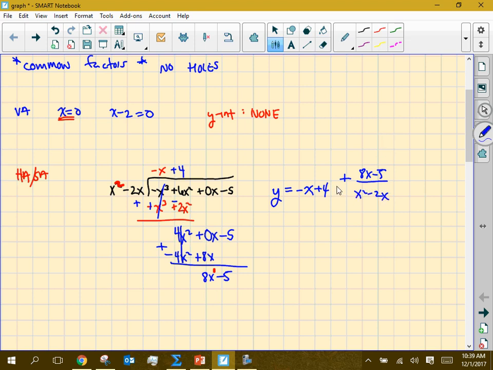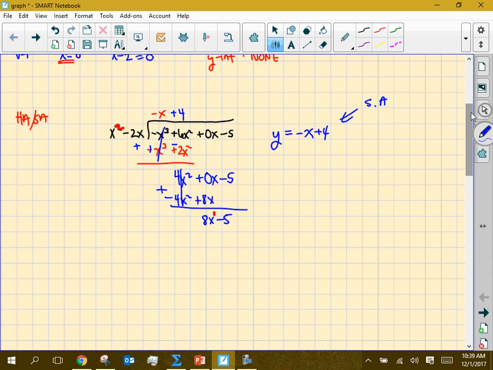But when x gets really, really big, this number approaches 0. So I have whatever this is plus basically 0. So it's really just whatever this is. That's why the remainder doesn't matter when finding the slant asymptote. It's only the quotient that we're interested in. So that is my slant asymptote.